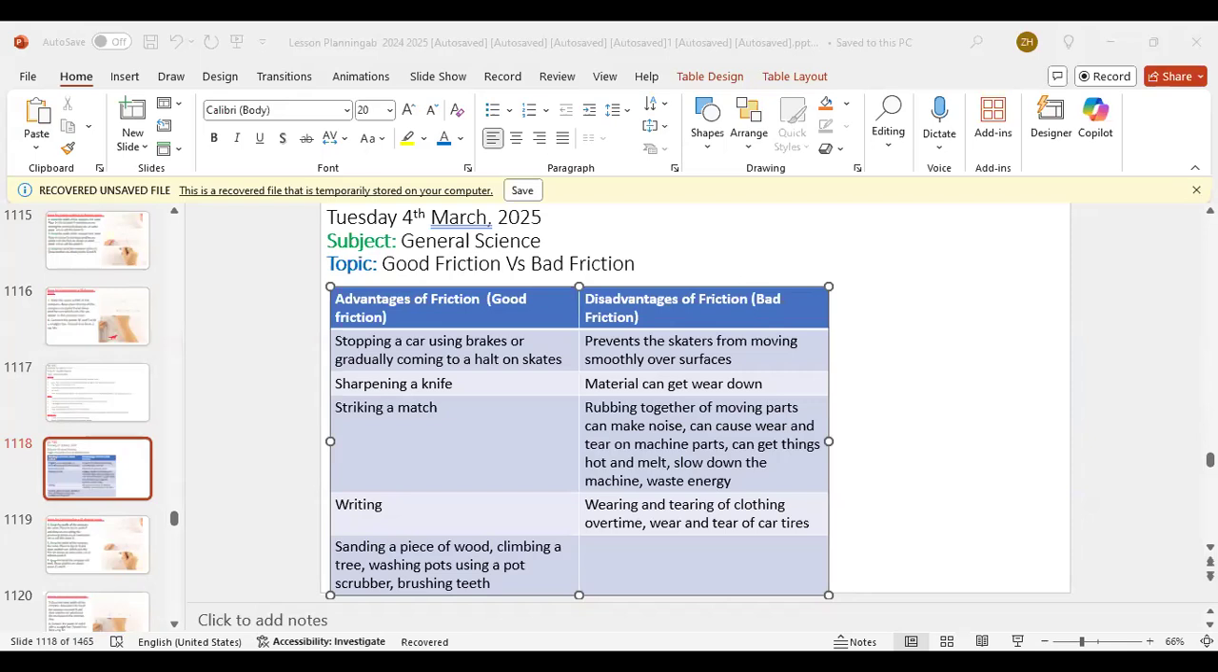So, holes in your socks. That's bad friction. Someone mentioned something else about bad friction. Oh, I already mentioned the tires, right? But someone mentioned something else. Shoes? Oh yeah, the shoes.